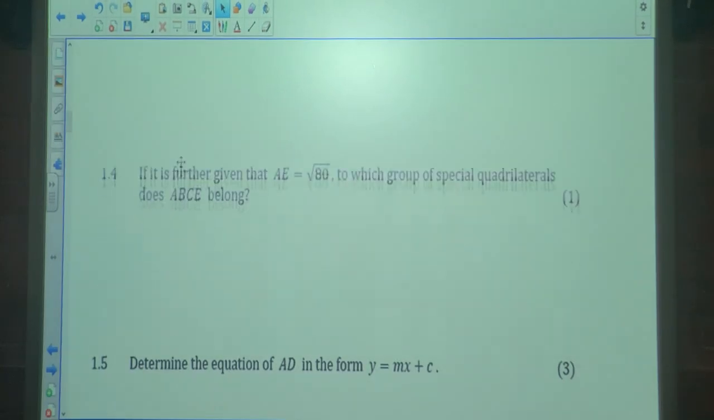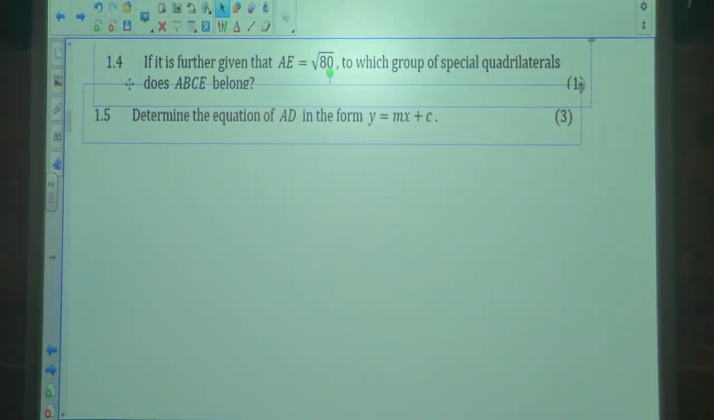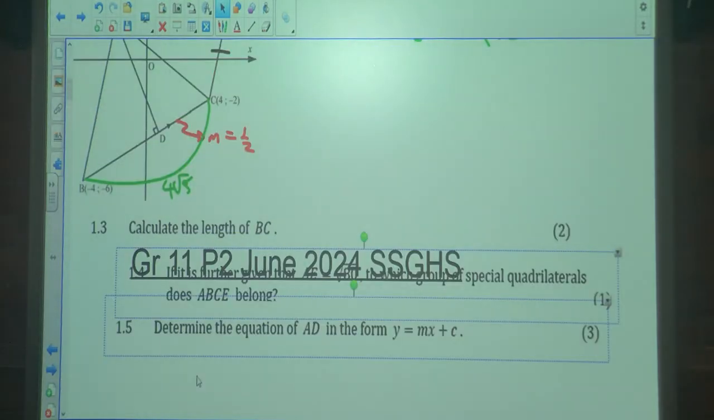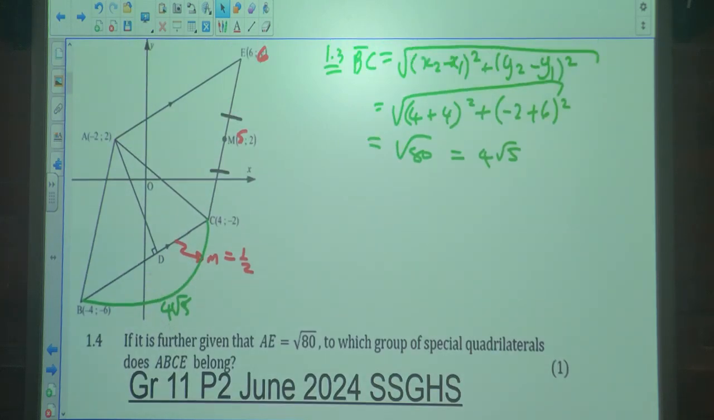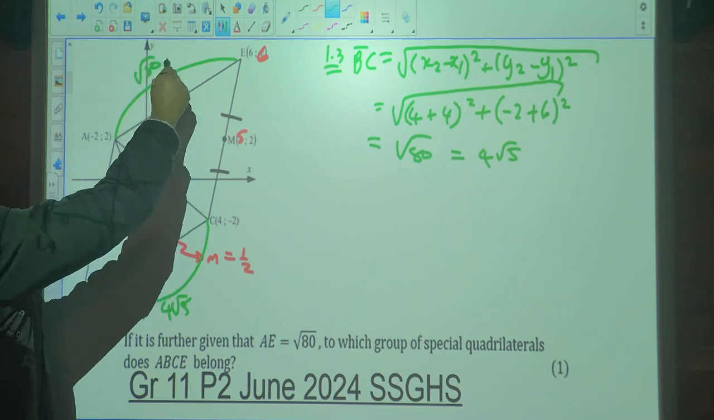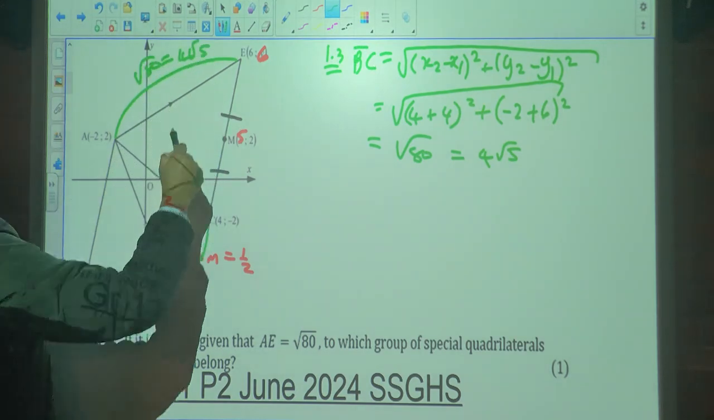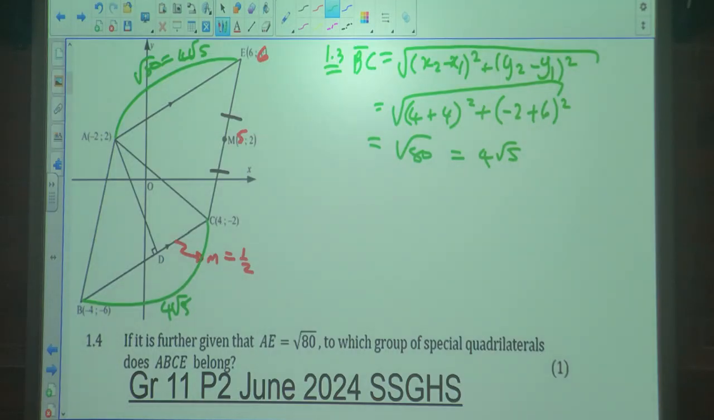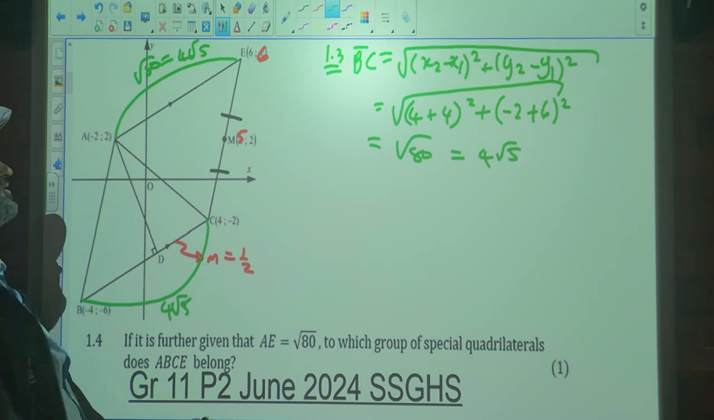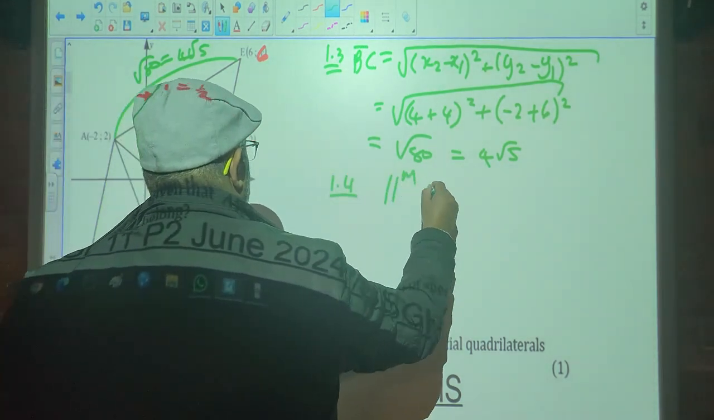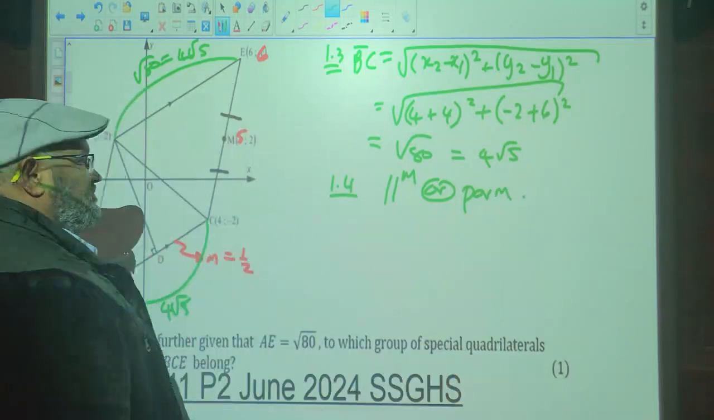Question 1.4 says, if it's further given that AE is the root of 80, which is also 4 root 5, to which group of special quadrilaterals does ABCE belong? So we now know so far that we have one pair of opposite sides parallel and equal. Therefore, this is a parallelogram.